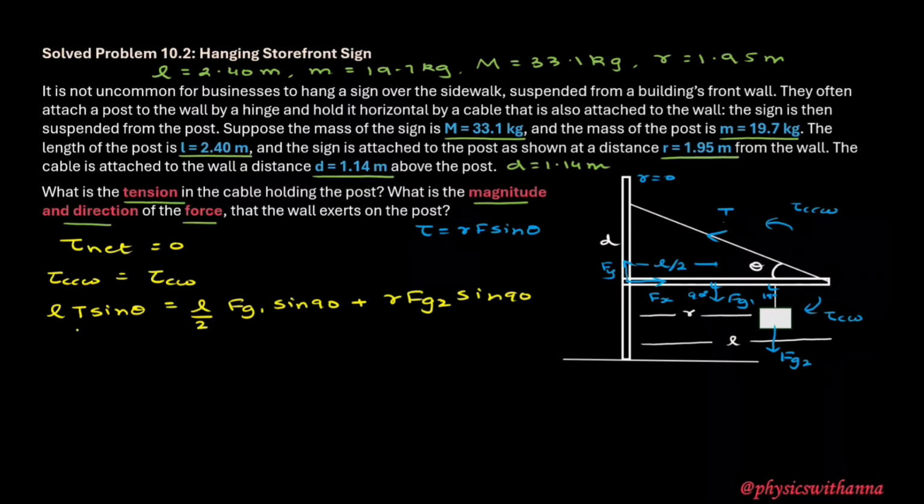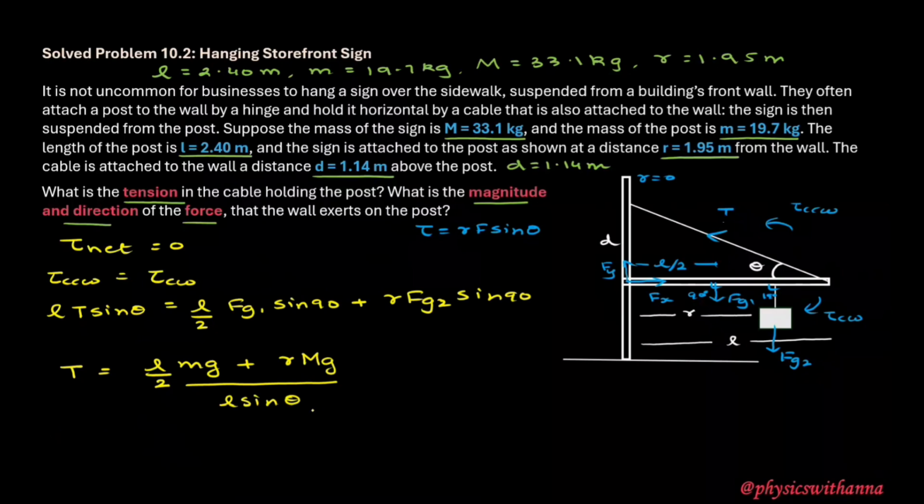I want to find the tension T, so we divide by L sine theta throughout. We get T equals L by 2 Fg1, which we can write as mass of the post times acceleration due to gravity g, sine 90 is 1, plus R Fg2, which we can write as mass of the store sign times acceleration due to gravity, sine 90 again 1, over L sine theta.